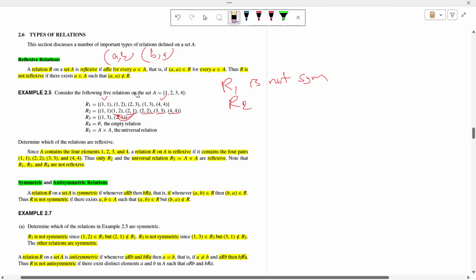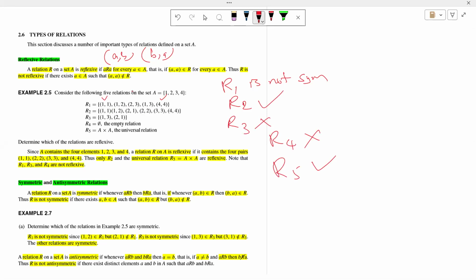How about the third one? Here 1, 3 is there, but 3, 1 is not there. 2, 1 is there, 1, 2 is there. So R3 is not symmetric. R4, that is not symmetric. R5, that is definitely symmetric, right? R5 is symmetric. Why? We are writing all the possibilities with the elements, right? So definitely it is symmetric, right?